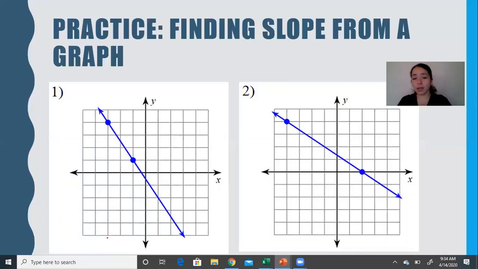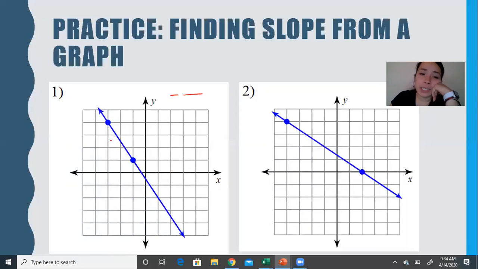If you chose not to pause it, or if you did pause it and now you're back, I'm going to go ahead and review these problems. So, finding a slope from a graph. Again, I check: is this a positive, a negative, an undefined, or a zero slope? Because my little snowboarder would be going down the hill, I know that it is a negative slope.